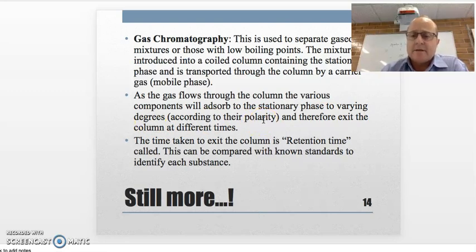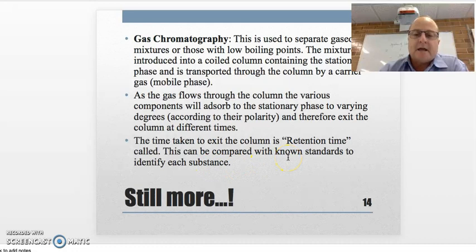It's around things being more attracted to the stationary phase or the mobile phase depending on their polarity, and therefore exit the column at different times. The time taken to exit the column is retention time. It's called retention time. Sorry, that's misworded there. This can be compared with known standards to identify each substance.